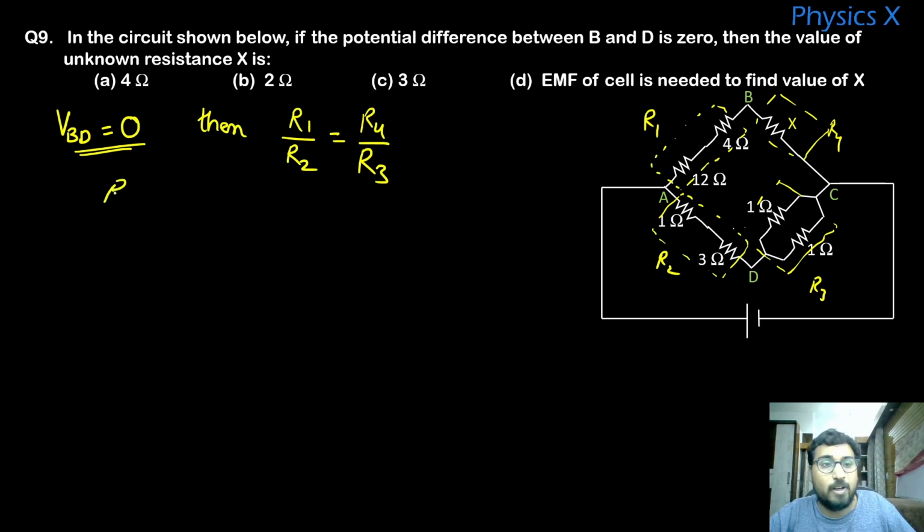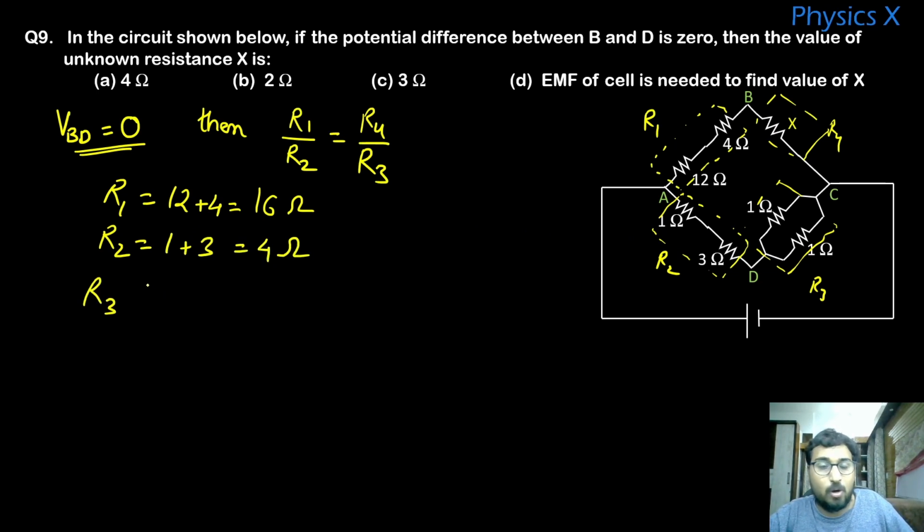So what is R1 here? R1 is nothing but 12 plus 4, right? This 12 and 4 in series, so it is 16 ohms. What is R2? R2 is nothing but 1 plus 3, it is nothing but 4 ohms. R3 is what? Now this 1 ohm and 1 ohm in parallel.